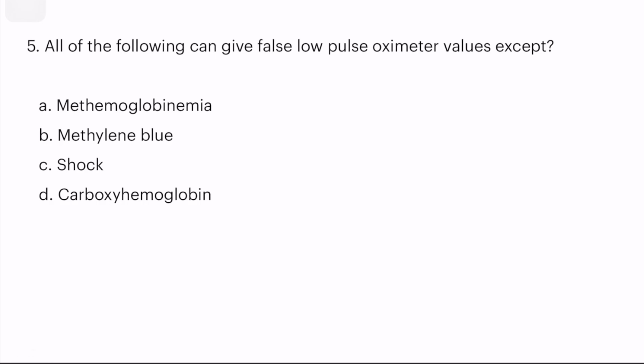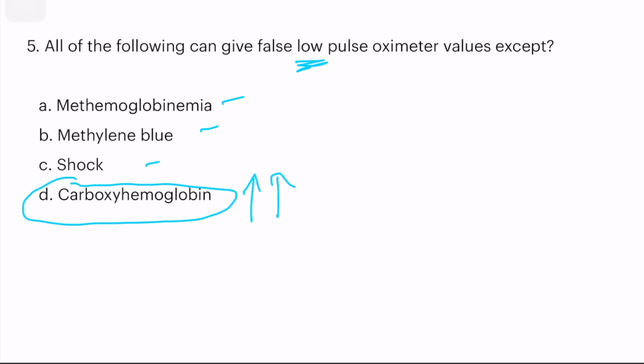Next question. All the following can give false low pulse oximeter values except. So in this, when you look at the options, everything gives false low pulse oximeter values except carboxyhemoglobin, which gives false high.